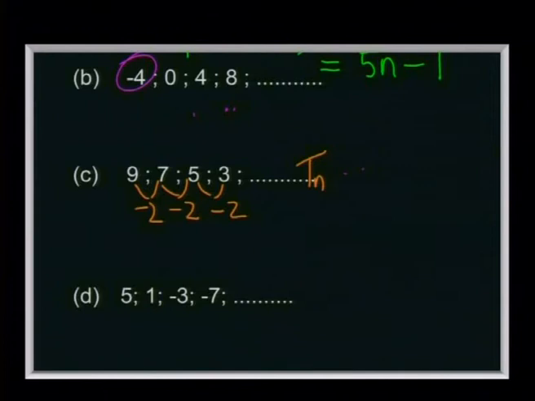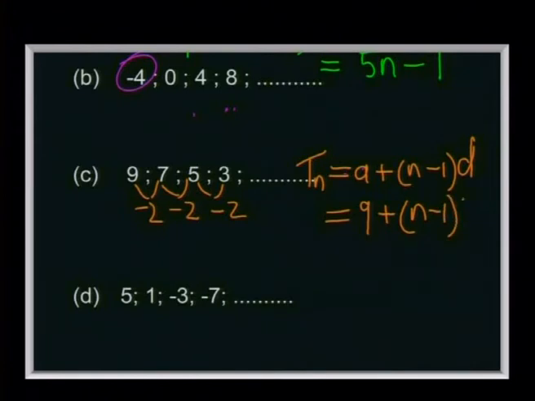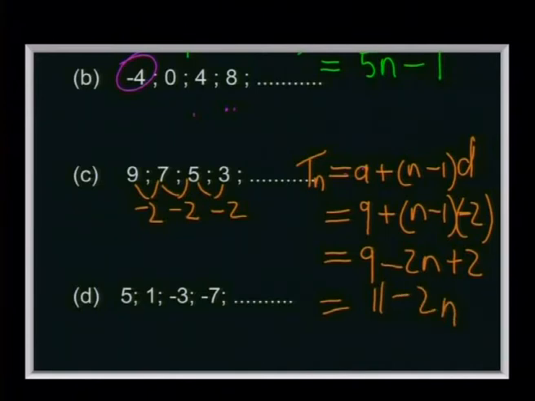So Tn is equal to a plus (n minus 1)d. A is our first term, that's 9. We don't know what n is, but the common difference is negative 2, guys, please. That's really important. And then multiplying out, I'm going to get minus 2n plus 2. So 11 minus 2n is my general term.